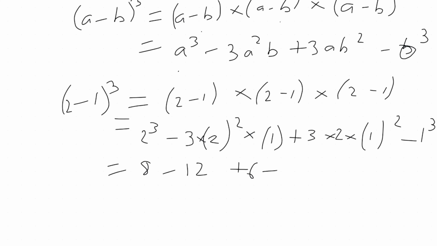And logically speaking also, what is 2 minus 1? 2 minus 1 is just 1. If you take cube of 1, it would come down as 1. So you see your answer is correct.